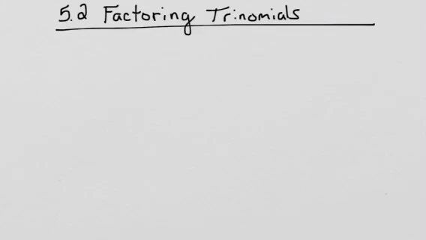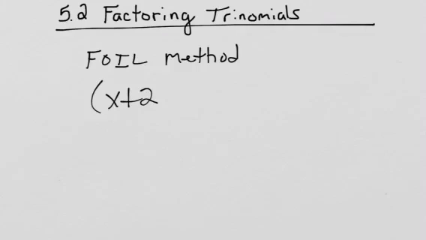Alright, in this section we're going to look at factoring trinomials, which just means a polynomial with three terms. Before we get into the factoring, I want us to look back at the full method, which we looked at previously when multiplying two binomials together. The full method says if you have two binomials, you want to multiply them together, so let's say x plus 2 times x plus 3.